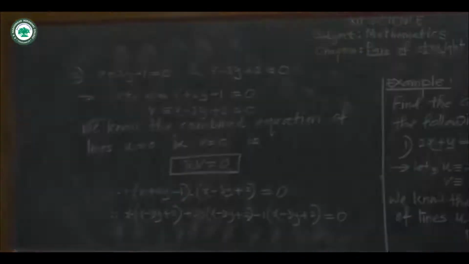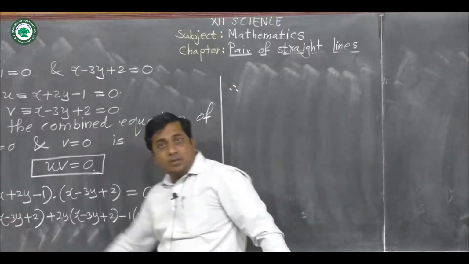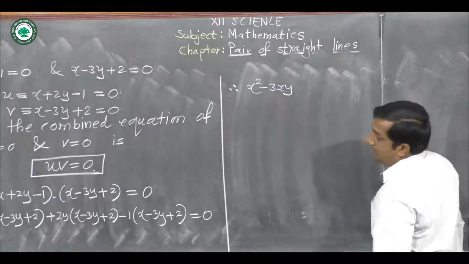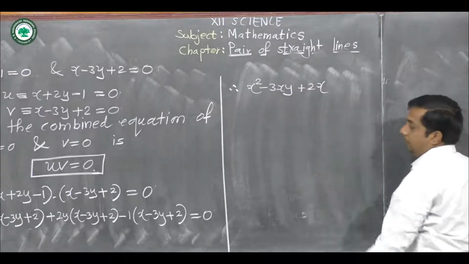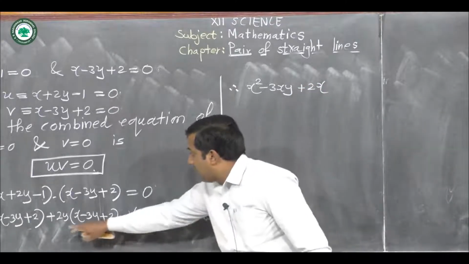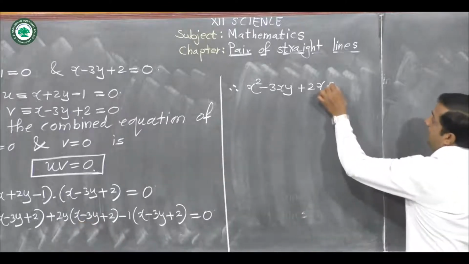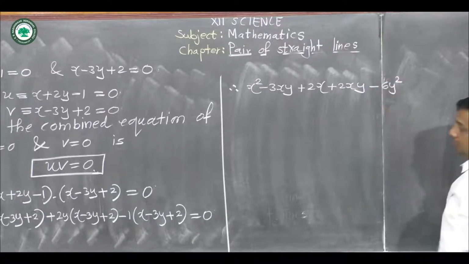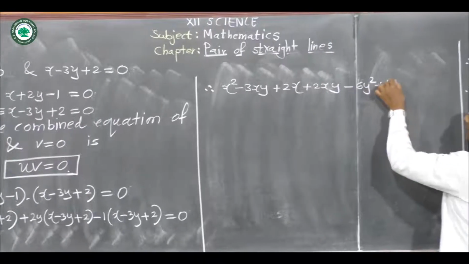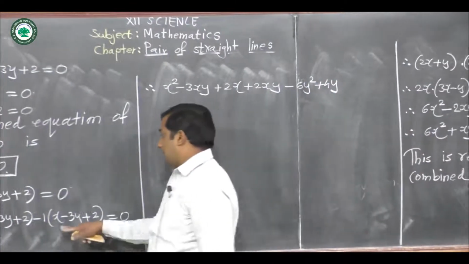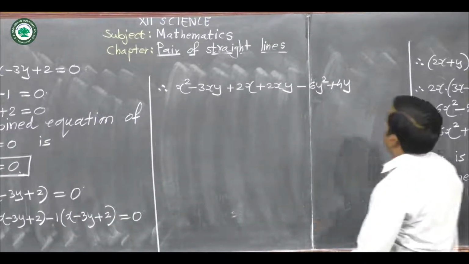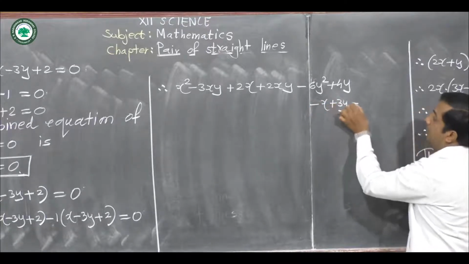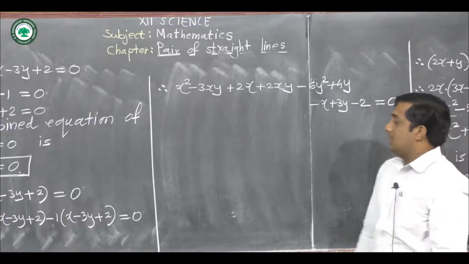Now in the next step we multiply this first bracket by x. If we multiply we get x square minus 3xy plus 2x. Now in the next, let's multiply this bracket by 2y. If we multiply we get plus 2xy then minus 6y square, and lastly plus 4y. Then we multiply this bracket by minus 1. If we multiply we get minus x plus 3y minus 2 and is equal to 0.